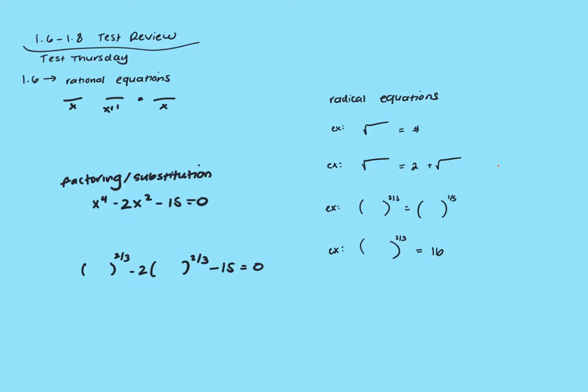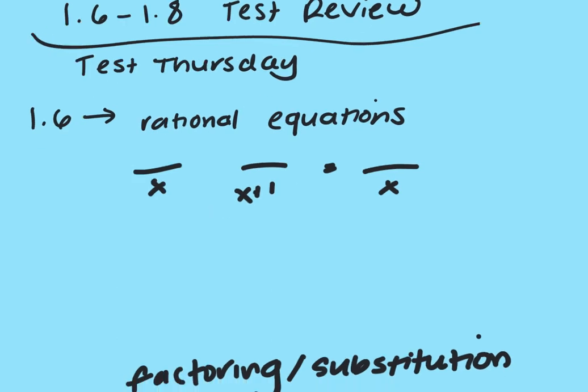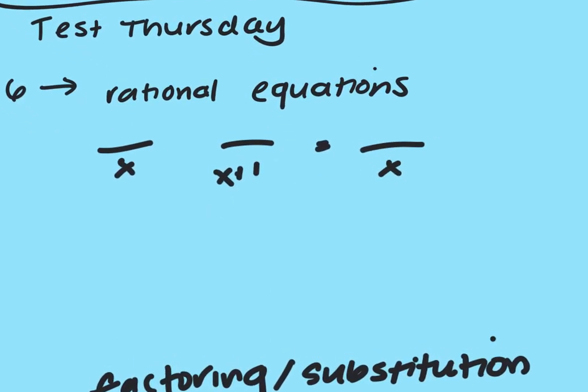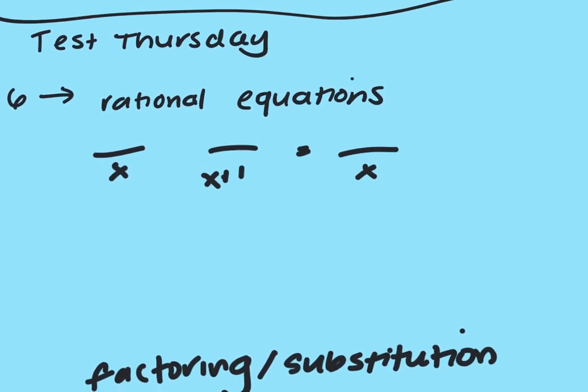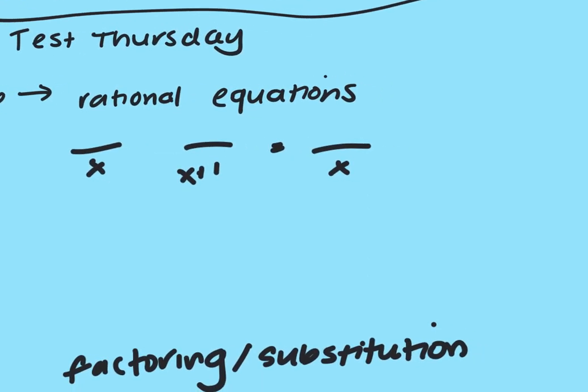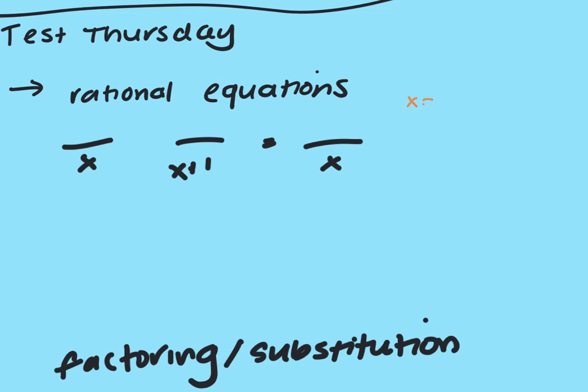Thursday. Again, covering 1-6 to 1-8b. And in 1-6, we started with rational equations. So we've done these before. These are ones that have variables in the denominator. And these are ones that we would start by finding out what x can't be from that denominator. So I would just set my denominator not equal to 0. And then I would get like x can't equal 0 and x can't equal -1.